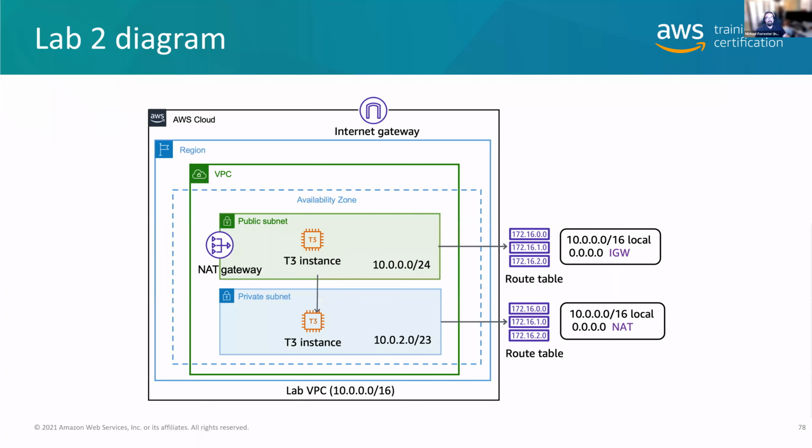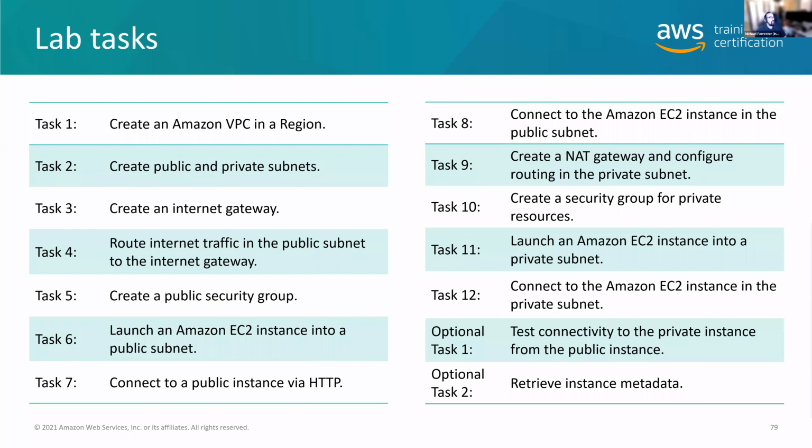Here's what we're doing. You've got like 12 tasks in this one, of which some are optional. So here are the tasks. You're going to create an Amazon VPC in a region. You're going to create subnets, an internet gateway, and a route table. This is going to be really involved. You're going to create a public security group, launch the EC2 instance into that security group, into that public subnet, and then test it out by connecting to it.